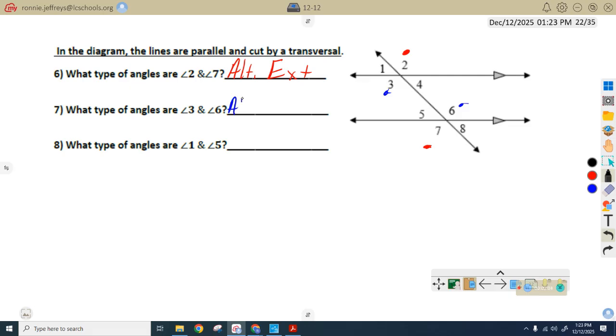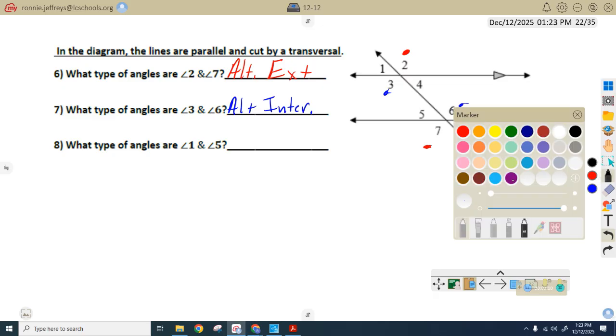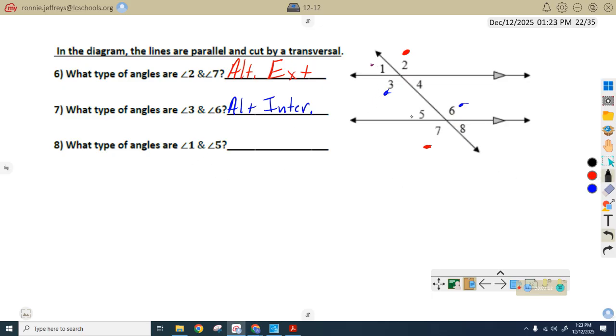These are alternate interior. And then these are corresponding.